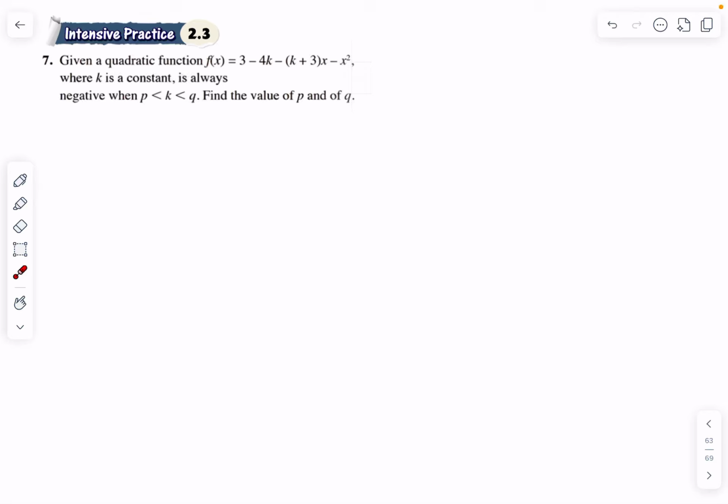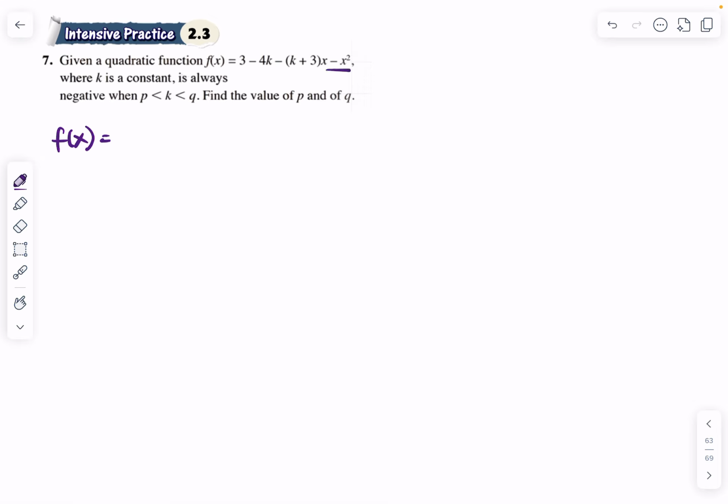Question 7. Given a quadratic function, this one, where k is a constant, is always negative for this range. Find the values of p and q. Right. So let's look at this function first. Let's rearrange it.